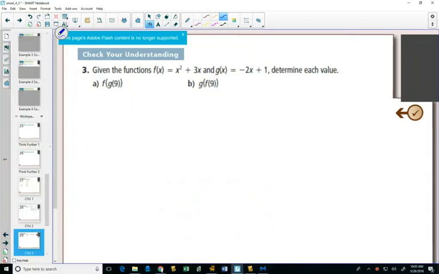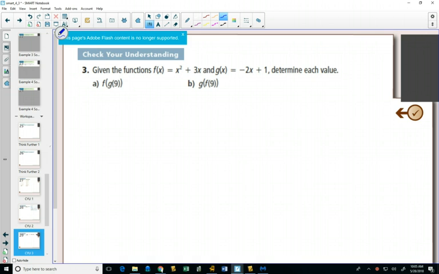In example 3, we now have equations, but we're going to do the same thing. We're going to imagine first you're going to put a 9 into g of x, and then you're going to get that answer and put that into f of x.